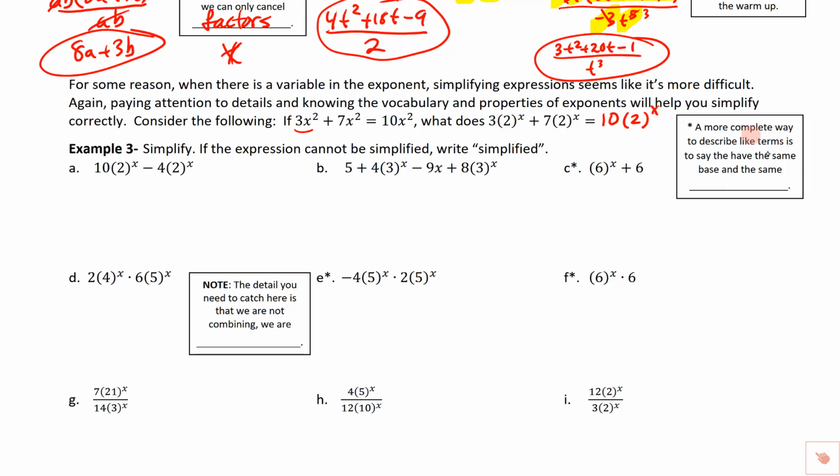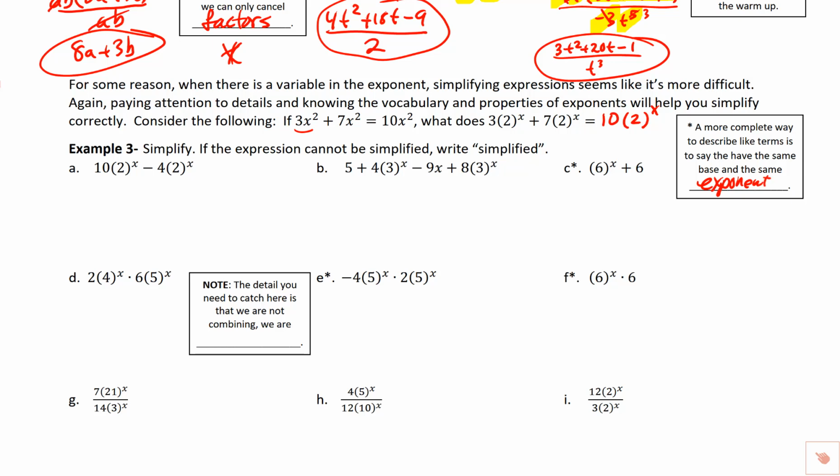So a more complete way to describe like terms is to say this. They have the same base and they have the same exponent. A lot of times we'll just say that they've got the same variables and the same exponents, but the same is true whether the base is a variable or an exponent. And this works with more complicated things that you might run into down the road.